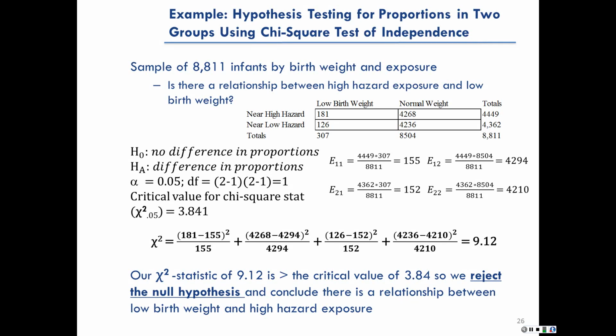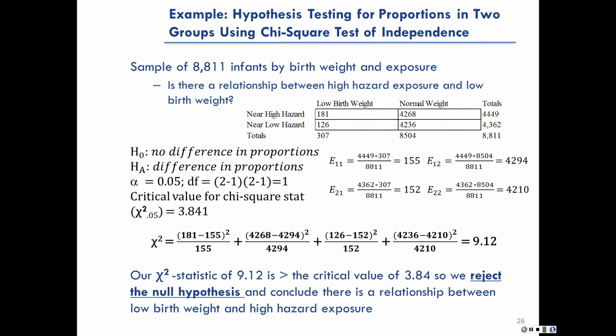To construct the expected value for row 1, column 2, we apply the same process. We multiply the row 1 sum, now multiplying it by the column 2 sum, which is 8,504. And then again, we divide by the total number in the table, 8,811, to get the expected value of 4,294. And you can see that's different from the observed value of 4,268.